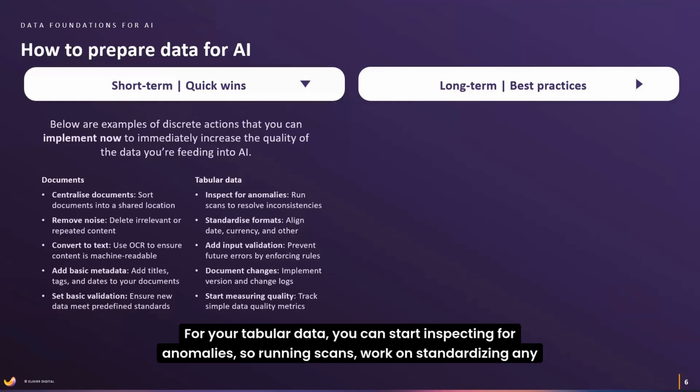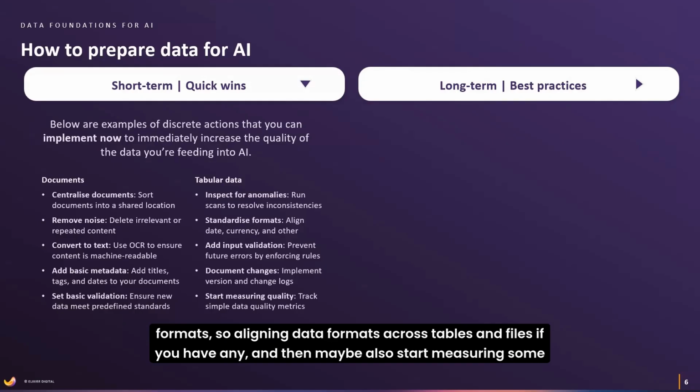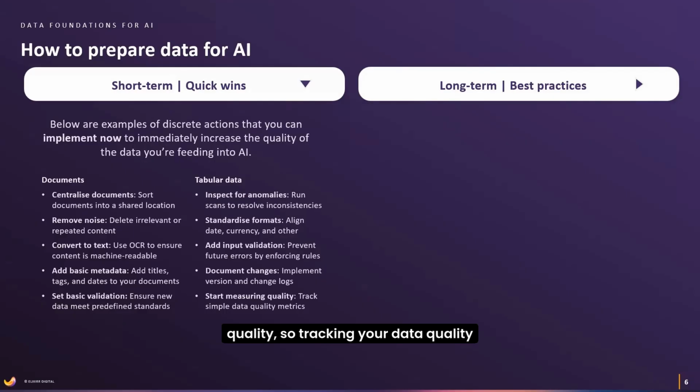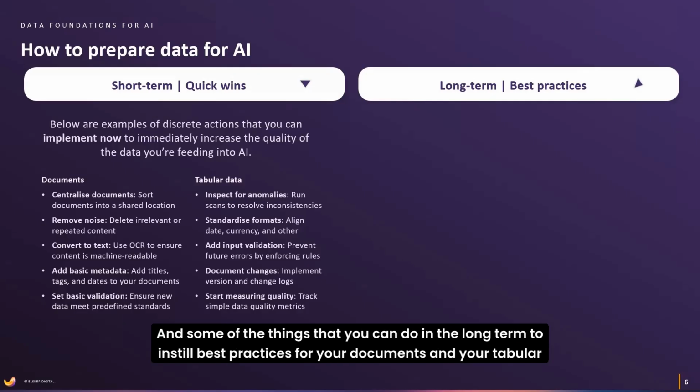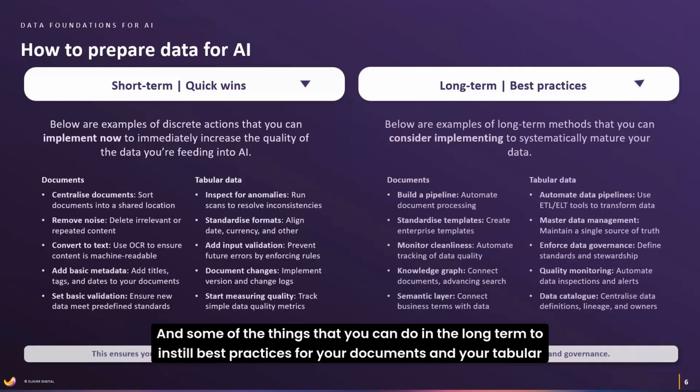For your tabular data, you can start inspecting for anomalies, so running scans, and work on standardizing any formats, so aligning data formats across tables and files if you have any. You can also start measuring the quality of your data, so just tracking simple metrics to see what improvements you are making.